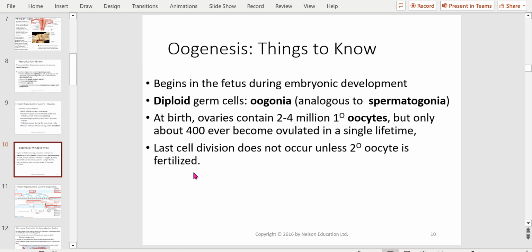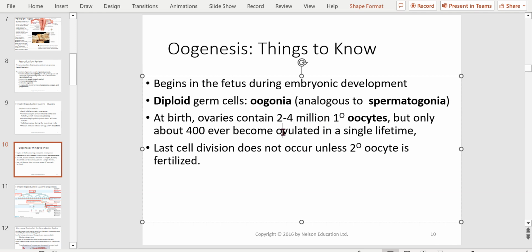Oogenesis, things to know: it begins in the fetus during embryonic development. Diploid germ cells called oogonia are analogous to spermatogonia, which we'll cover in the next slide when we deal with males. At birth, the ovaries contain about 2 to 4 million primary oocytes, but only about 400 of them ever become ovulated in a single lifetime. You almost think it's overkill, right?